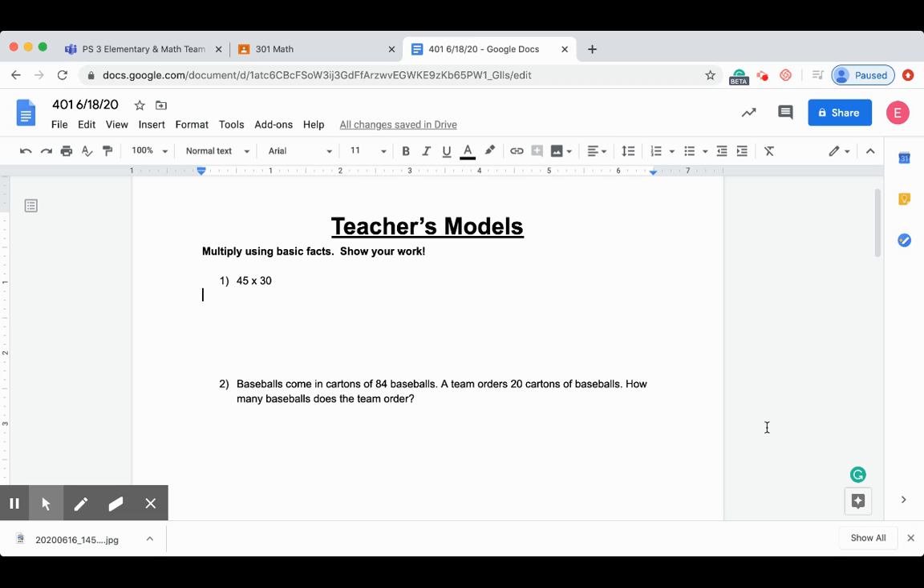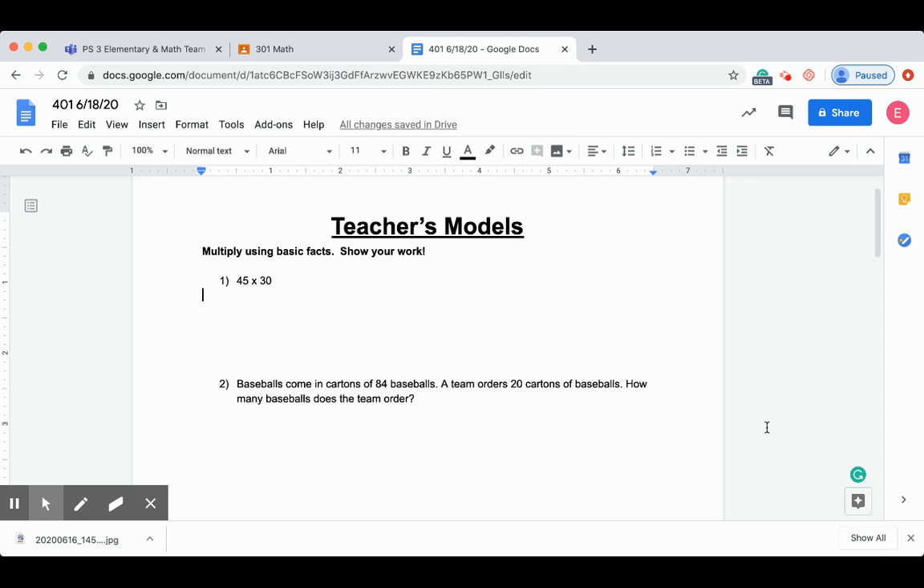Good morning, fourth grade. Today we're going to start reviewing some topics from earlier in the year to finish off our year. Today we're going to focus on multiplying two-digit numbers, specifically using basic facts.